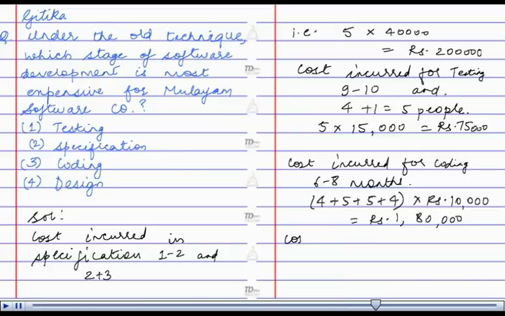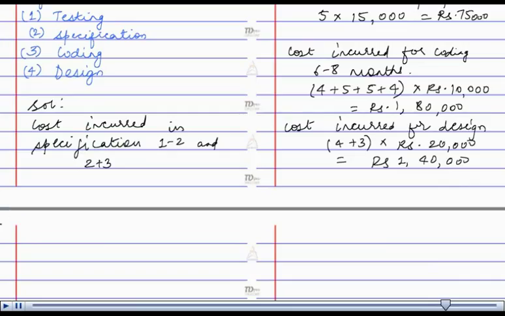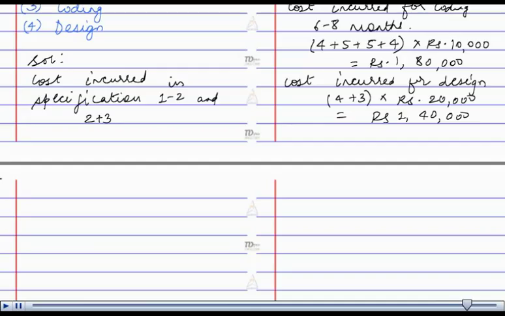For design we have cost, 3 to 4 months, that is 4 plus 3, 7 people involved into rupees 20,000. Total cost is rupees 1,40,000. Therefore, the maximum cost incurred is for specification, rupees 2 lakh. Therefore, our answer is option 2.